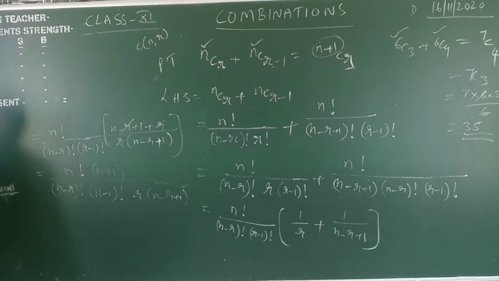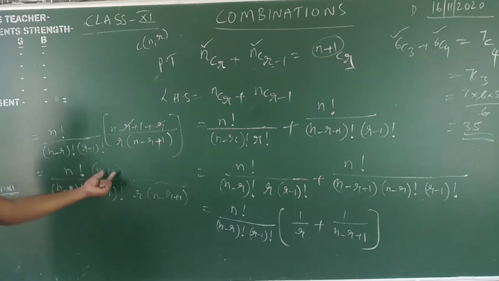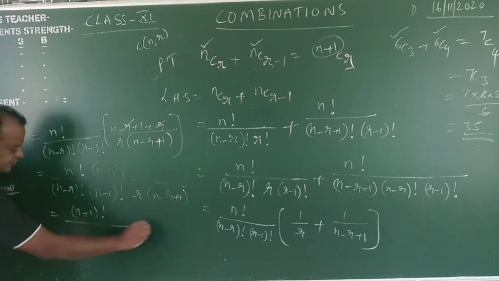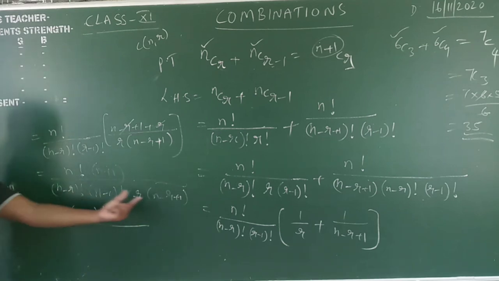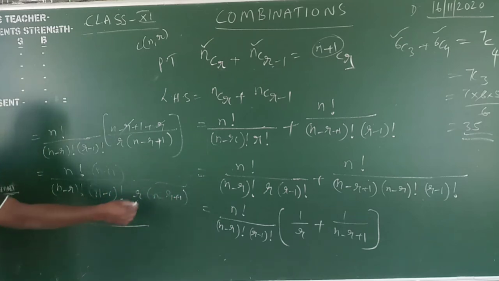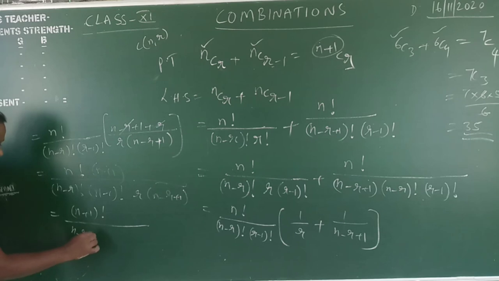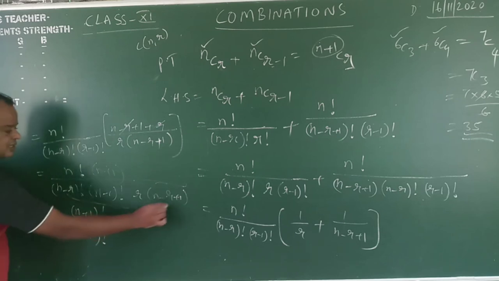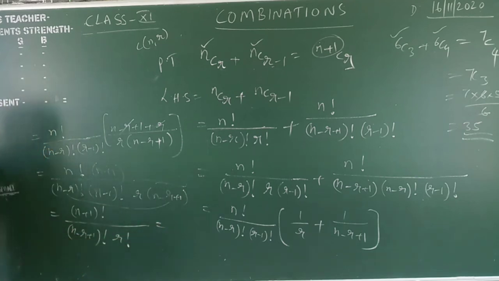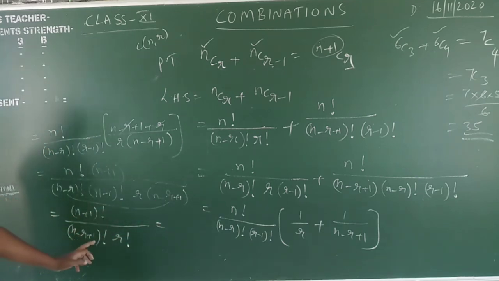How to write this one? n factorial into n plus 1, that is n plus 1 into n factorial, is written as n plus 1 factorial. Bigger value first; these are consecutive. In the denominator, n minus r factorial and n minus r plus 1: this is bigger, this is smaller, they are consecutive, so together they are n minus r plus 1 factorial. Here r minus 1 factorial into r is written as r factorial. So we get n plus 1 factorial by n minus r plus 1 factorial into r factorial.